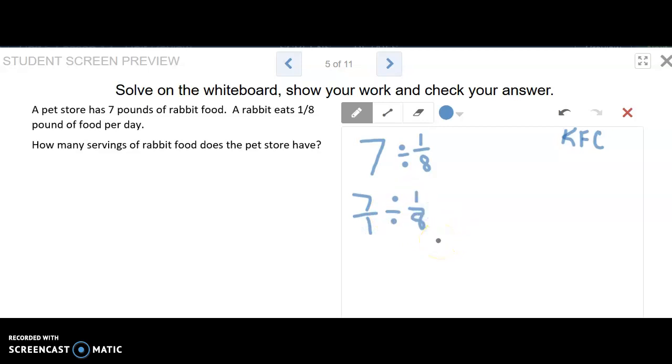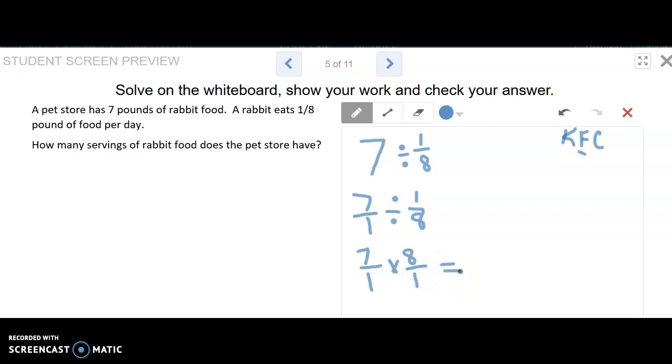I'm going to follow my KFC rules, and I'm going to keep my first fraction, 7 over 1. I'm going to flip my second fraction, which becomes 8 over 1, and I'm going to change from division to multiplication.